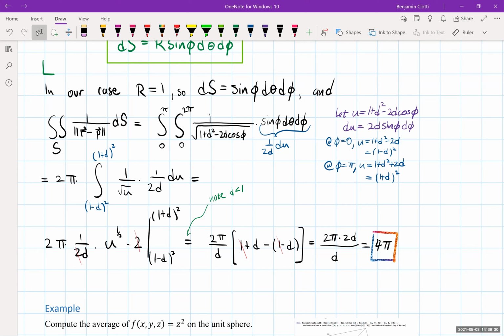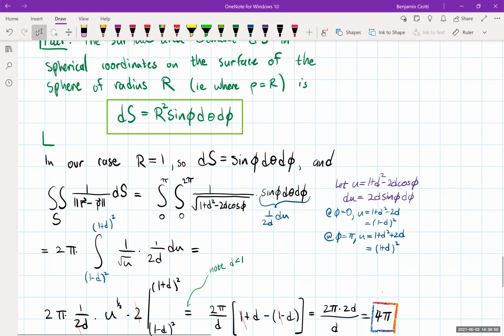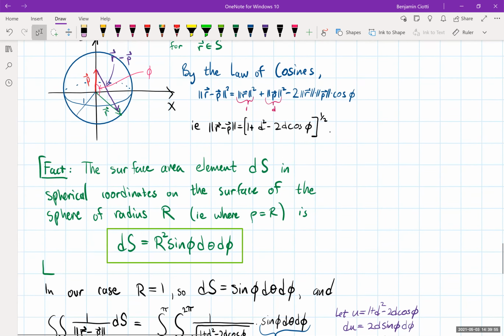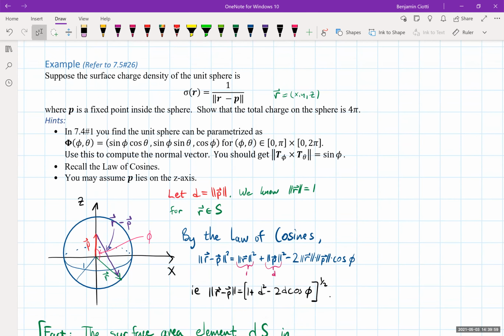That probably doesn't make too much sense unless you know a bit about electricity and magnetism, but I'm saying that there is a physical interpretation of this, and it's kind of interesting that you get the same answer no matter where inside the sphere you are. Without going too far afield into the physics, anyone have any questions on the math here? We were able to get the desired answer of 4 pi.